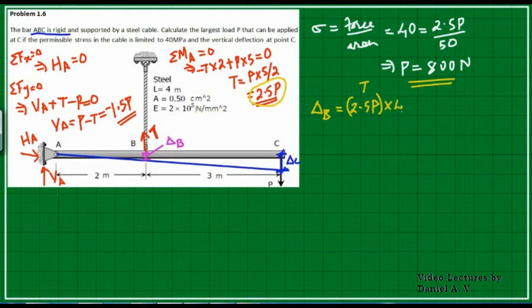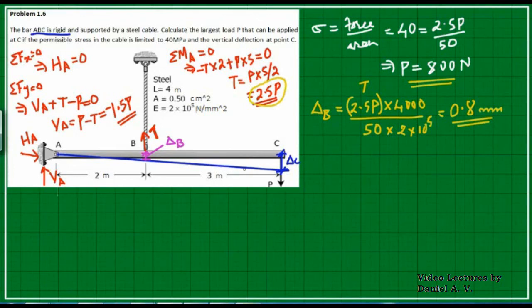So 4 meter, that is 4000 mm, divided by area, given as 0.5 centimeter square, which is 50 mm square, times the modulus of elasticity of steel, that is 2 times 10 raised to 5. This P, we already got the value as 800. On substituting all these values, we are going to get 0.8 mm. The deflection delta B is equal to 0.8 mm.